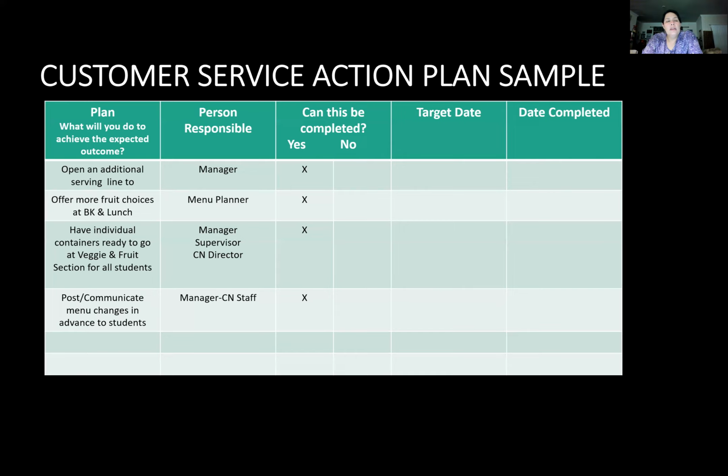Another one that I put in here was post communications of menu changes in advance to students. If I know that I'm not going to have a specific product way in advance before serving my breakfast or my lunch, I want to be able to post and communicate this information. And I can email the principal and the teachers these changes, so that the students are not disappointed when they come looking for a specific menu item.